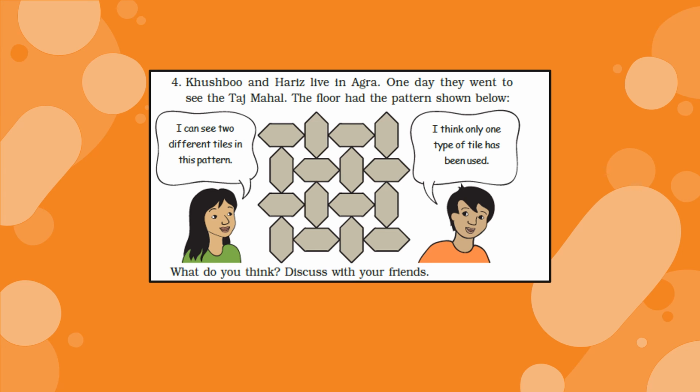Next, we have Khushbu and Hariz who live in Agra. They went to see the Taj Mahal and they found this pattern. Khushbu says that she sees two different tiles, one this type and one this type. But Hariz says that no, there is only one kind of tile. They're just put in a different angle, a different way. So what do you think? Yes, of course. Hariz is right.